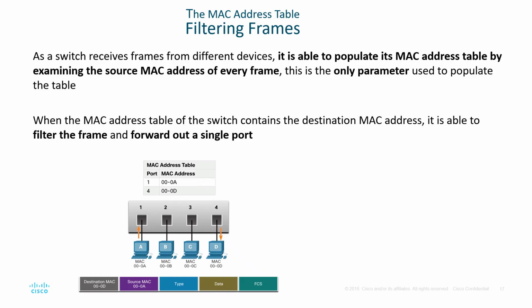So in my previous example, if PCA is sending information to PCD, it simply goes from port 1 and out, received in port 1, ingress, and sent out port 4, egress, directly to PCD. So a unicast, one-to-one communication.